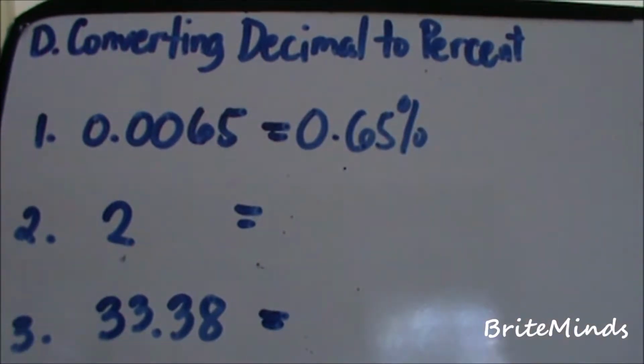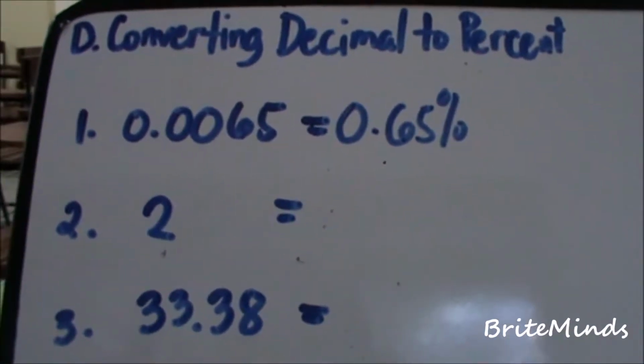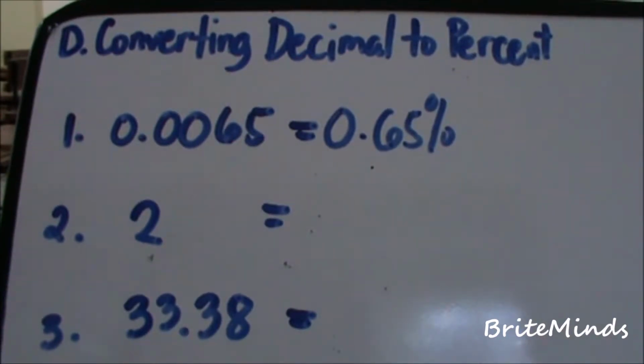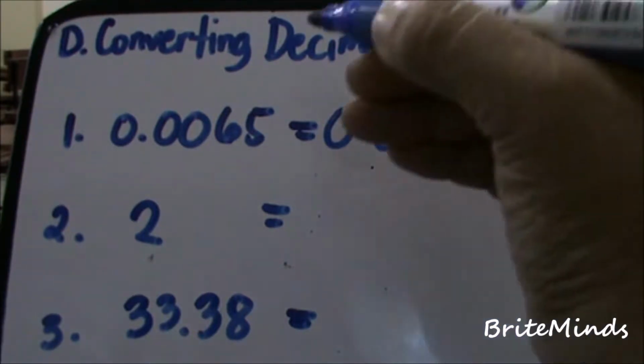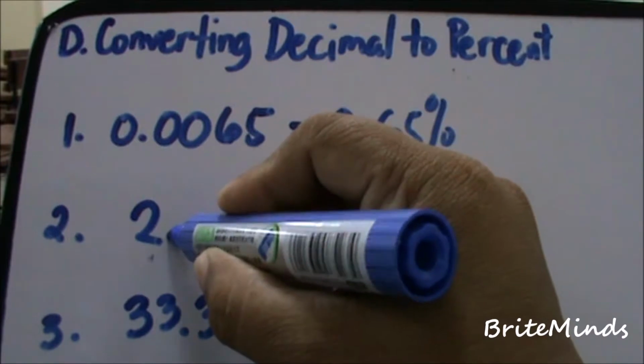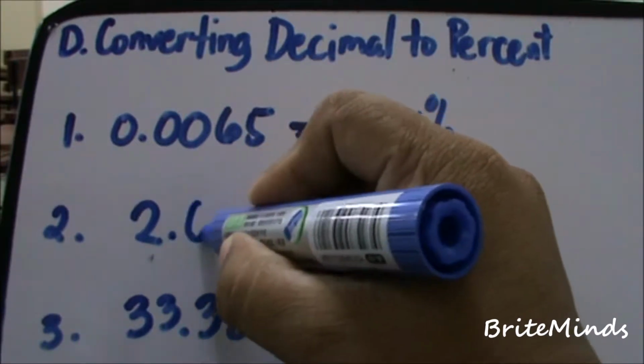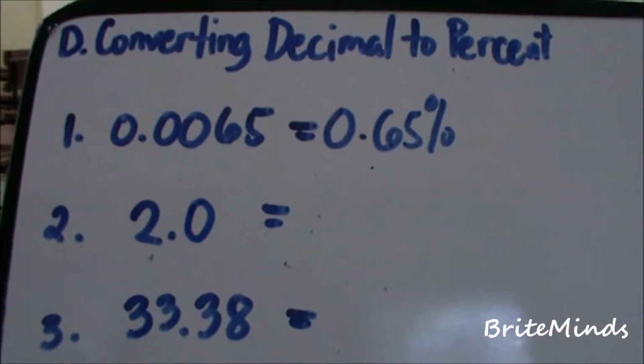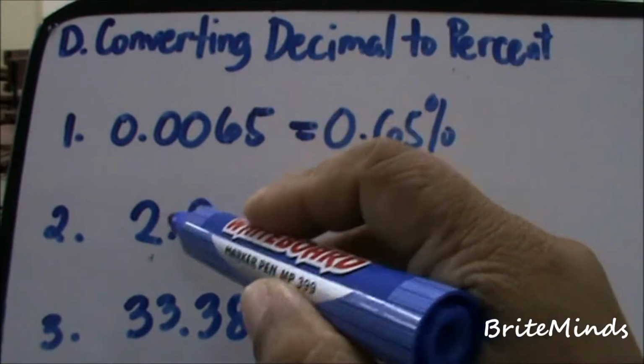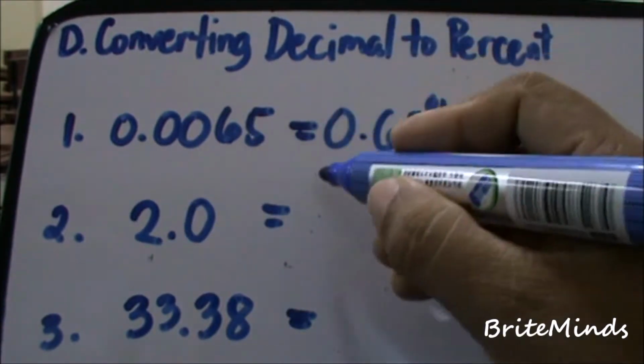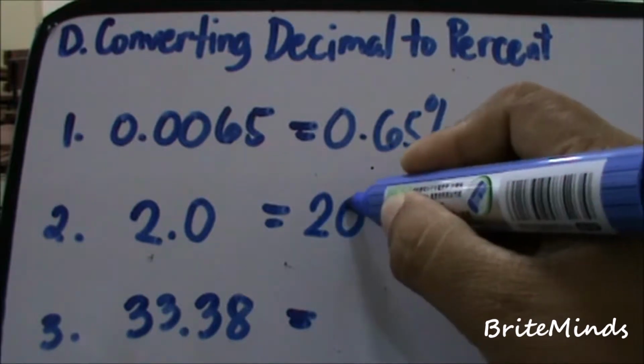0.65%. Okay, so another example, we have here whole number 2. Okay, so you may ask, how are we going to move the decimal point since it is a whole number? So whole number will automatically look like this, 2.0. Okay, so move the decimal point 2 places to the right. Okay, so it will be 200%.